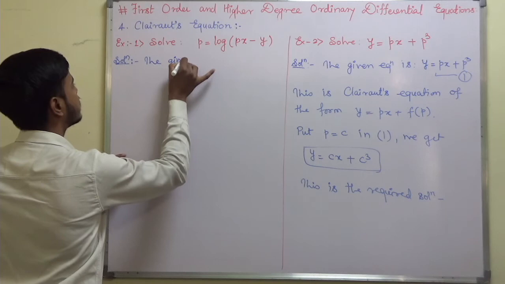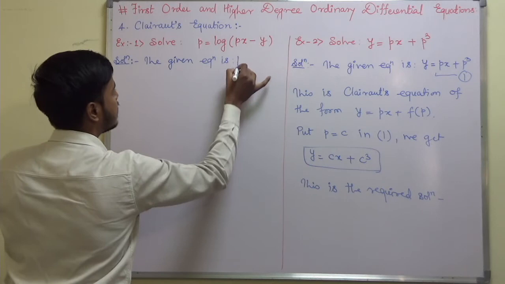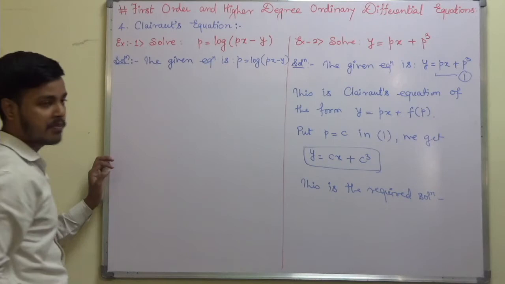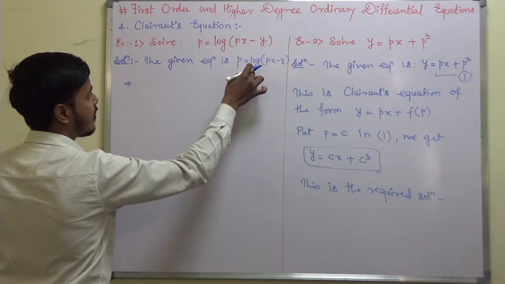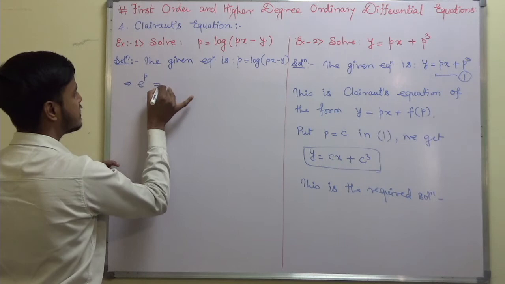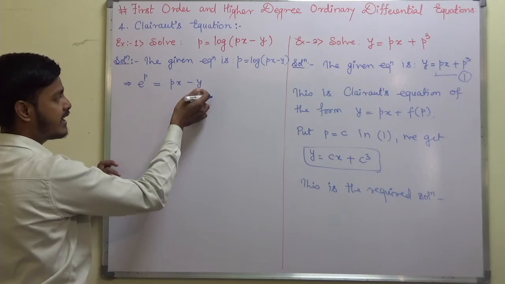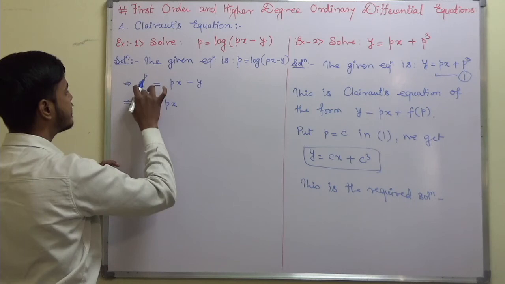The given equation is p is equal to log of px minus y. Simple. Okay, now just remove this log by taking exponentiation. So this is e to the power p is equal to log and exponentiation get cancelled, px minus y. So take this y to the left. So this is y is equal to px, and take this to the right. So this is e to the power p.